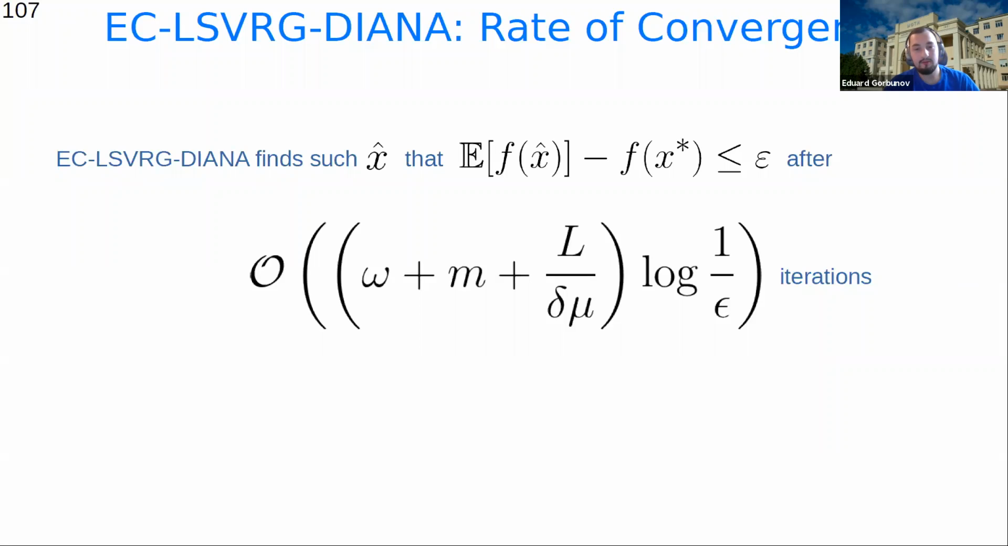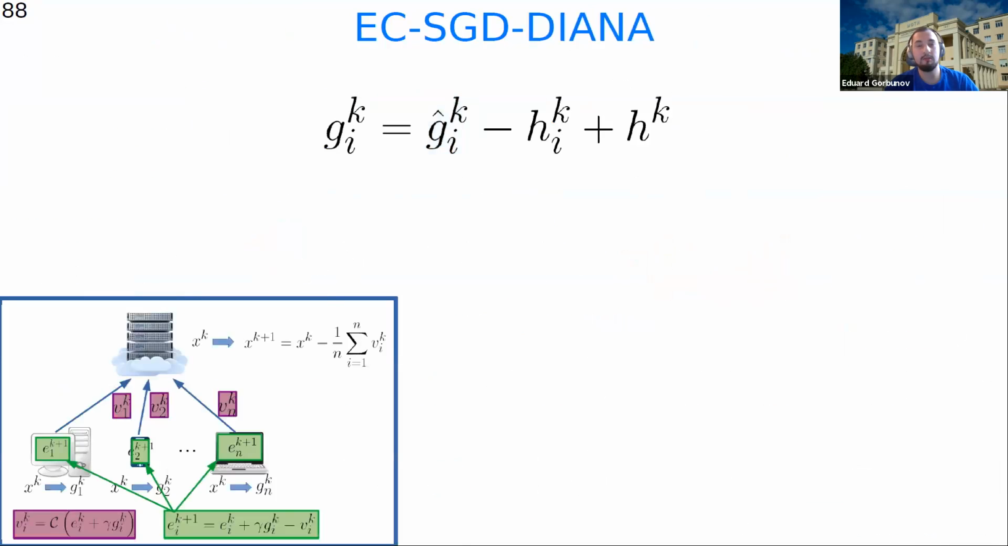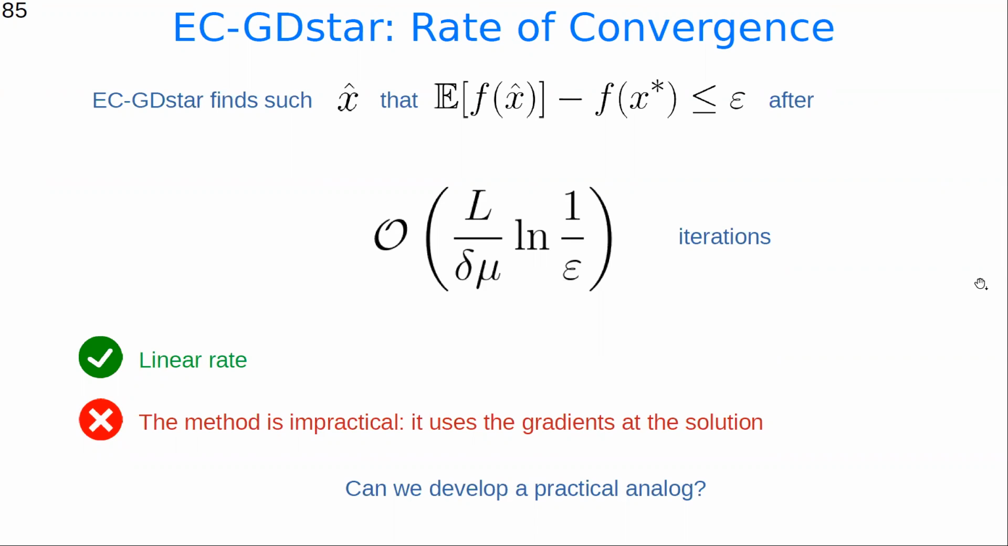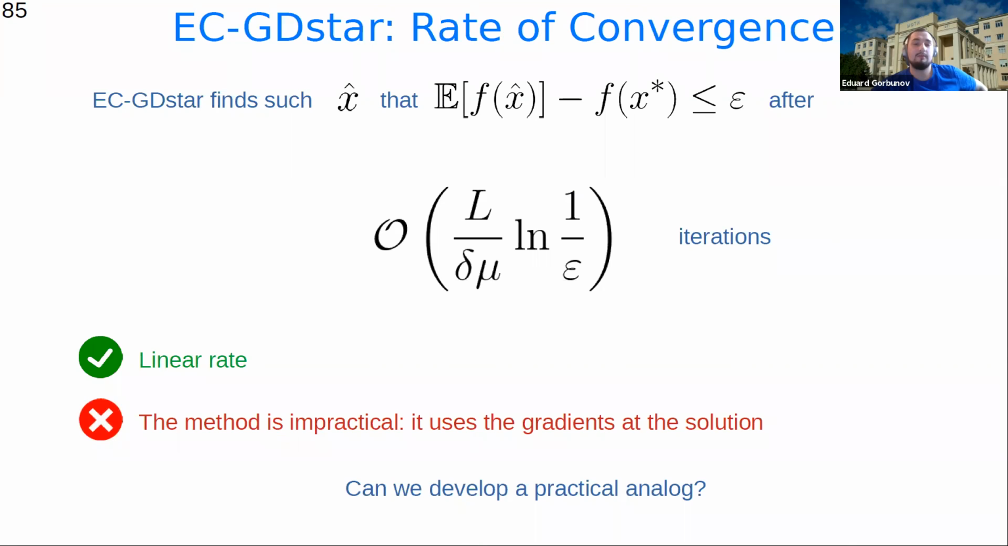I guess this is the best we can hope for, because for error compensated GD star, we have the following rate. And so it's the most simple situation. But is it the lower bound? Actually, one can accelerate this rate, and there is a recent paper by Peter and co-authors, and they have an accelerated version of error-compensated SGD. So it's not a lower bound, but I do not know how tight it is, whether at least n can be there or not.